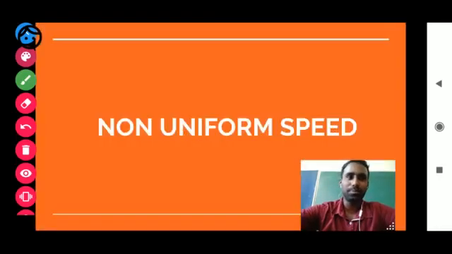Okay, the next slide. What is meant by non-uniform speed? Here I'm not going to say it. Can you please say it? What is non-uniform speed? Yes. Unequal distance covered in equal intervals of time, that is called non-uniform speed. Very good, very good.